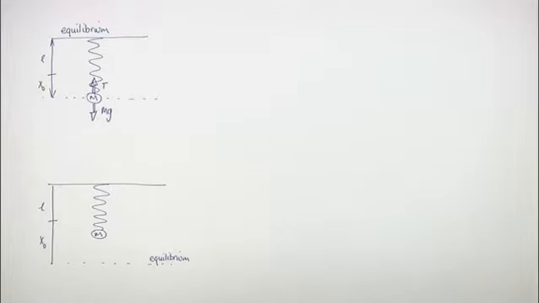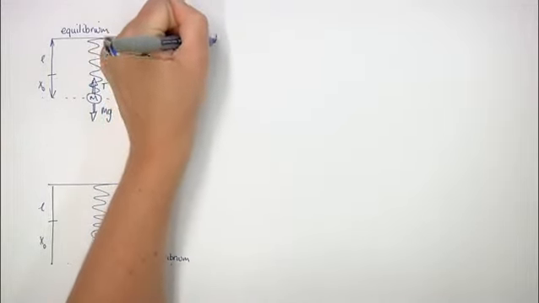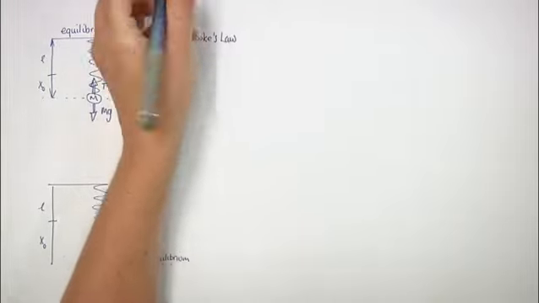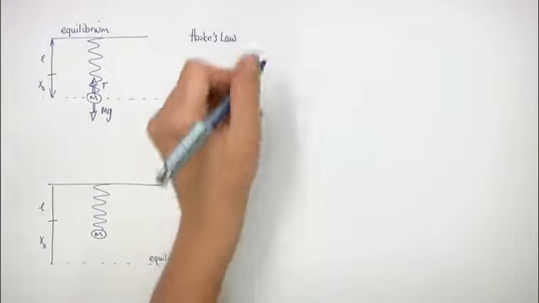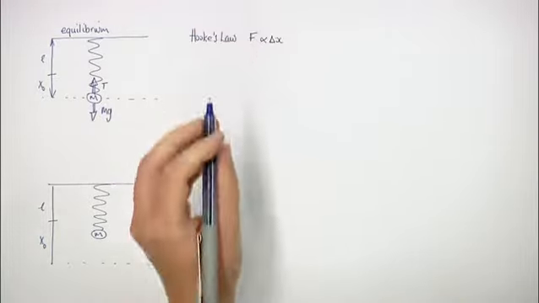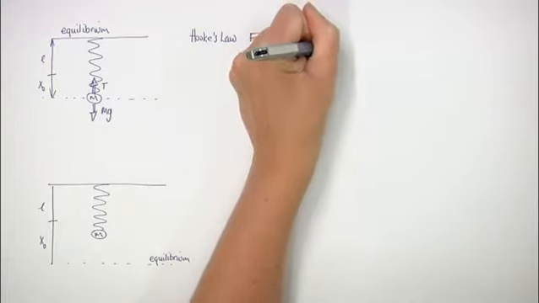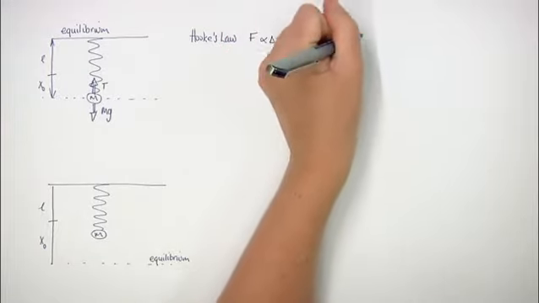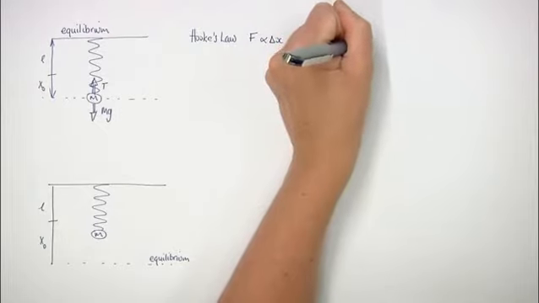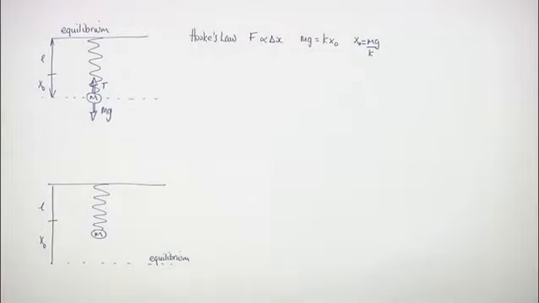The amount that the spring extends is given by Hooke's law, which states that force is proportional to extension. So that means that mg is equal to k x0, or x0 is equal to mg over k. So that's our equilibrium position.